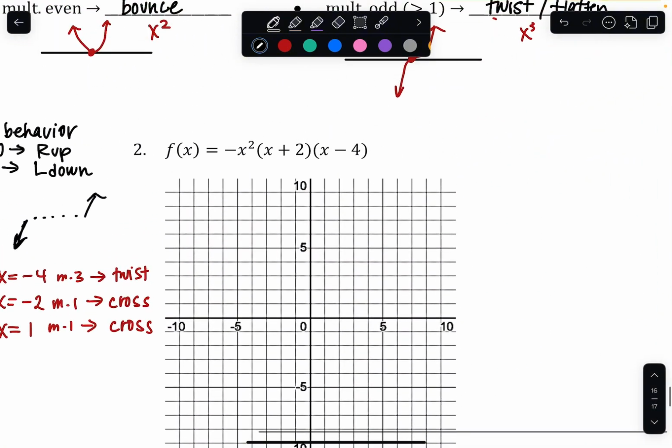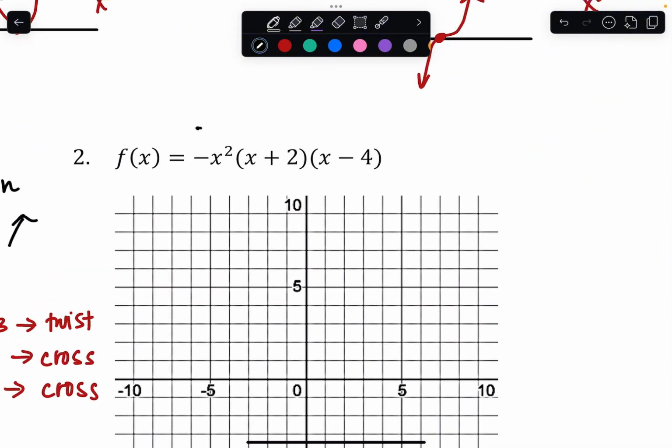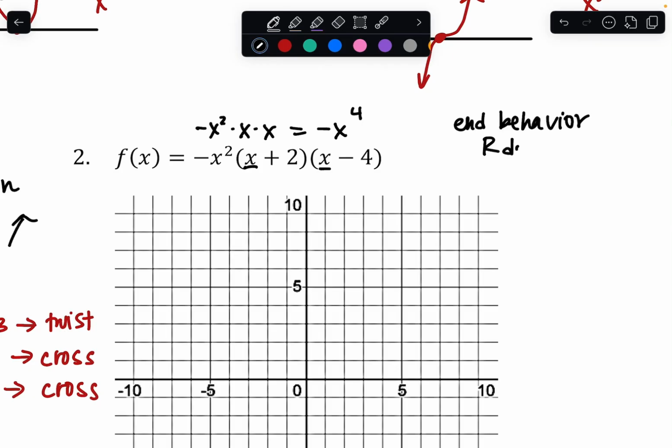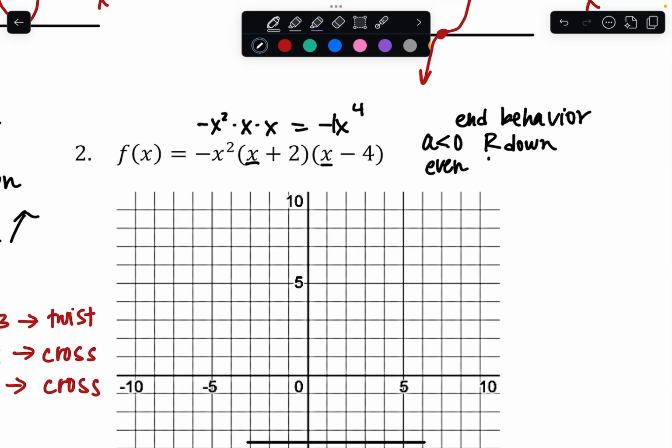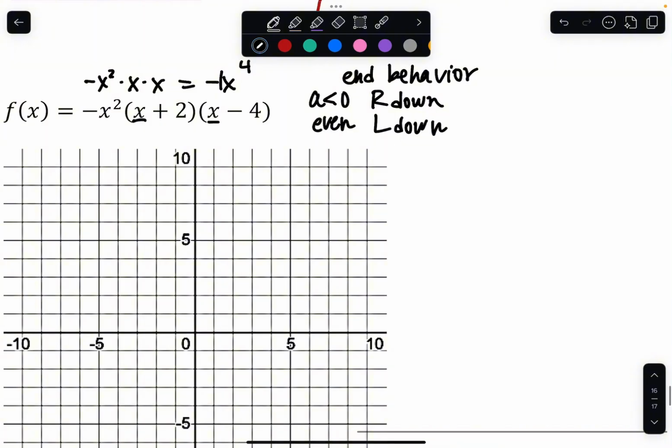Okay, for this next one, imagining if we were multiplying it out, we would have a -x² times an x times an x. That would leave me with -x to the 4th as my first term. And so for our end behavior, we know that the right side is going to be down because a is negative. We have this -1 here. And then because the degree is even, that means the left side is going to match. Okay, and so we know it's going to be pointing down on the left and the right side.